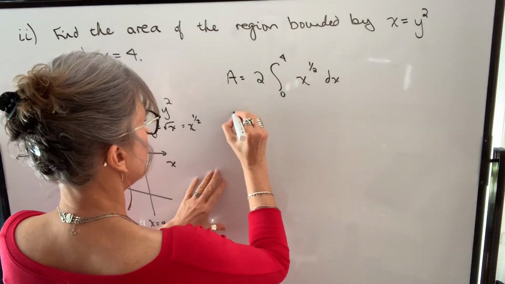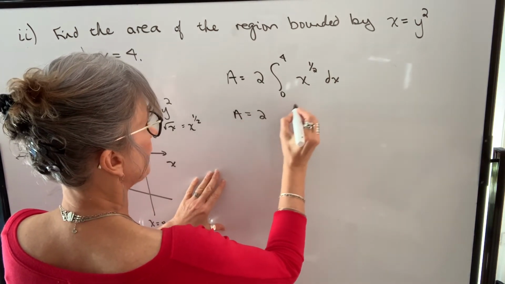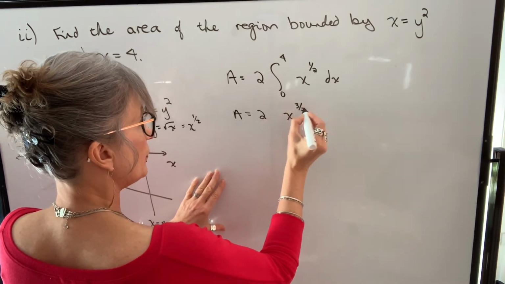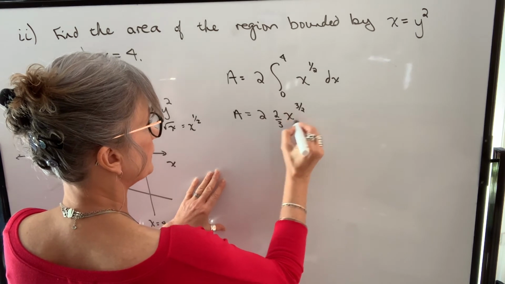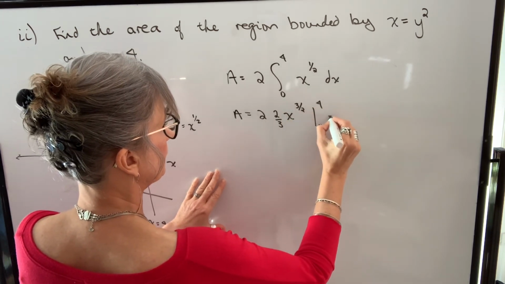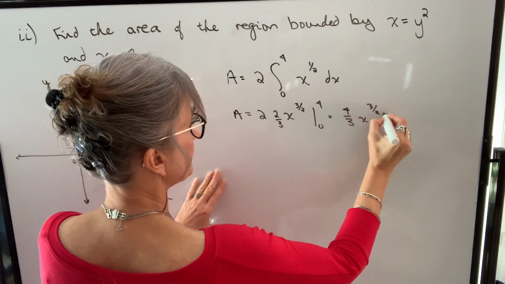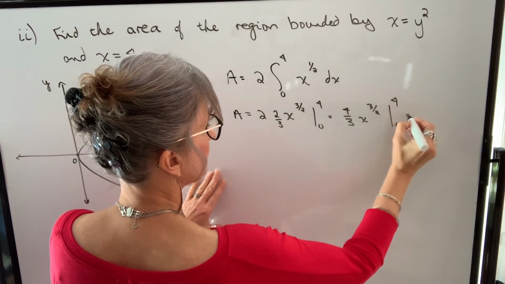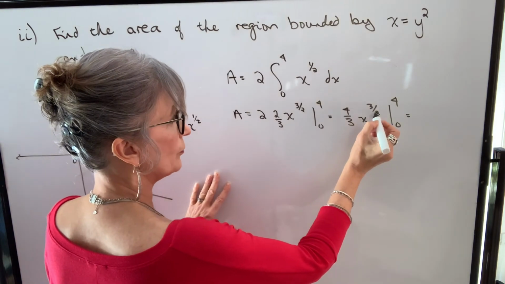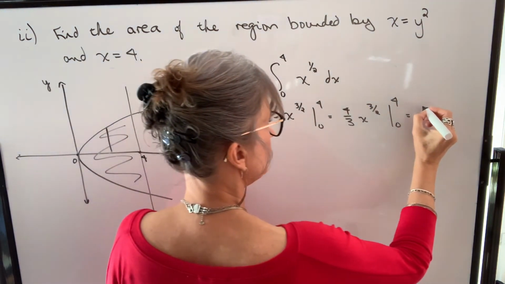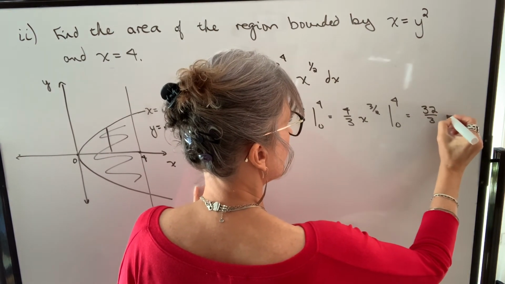So if we integrate this, we're going to get x to the 3/2, divide 1 by 3/2 to get 2/3. So that will be 4/3 x to the 3/2. And now I evaluate it. When I put a 4 in, square root of 4 is 2, 2 cubed is 8. 8 times 4 is 32 over 3 square units.